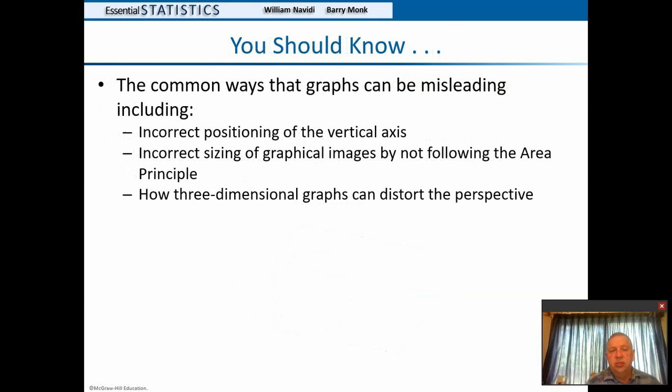So that kind of finishes up. This is a short section. We just talked about a couple of different ways that graphs can be misleading: incorrect positioning of the vertical axis, incorrect sizing of graphical images by not following the area principle, and how three-dimensional graphs can distort the perspective. Remember, we always need to start at 0. Keep our graphical images proportional by using area, not lengths and widths, and three-dimensional graphs are always going to distort somewhat what we see.